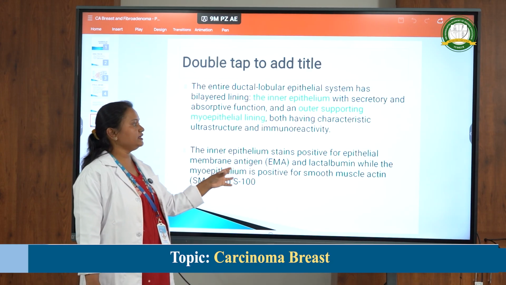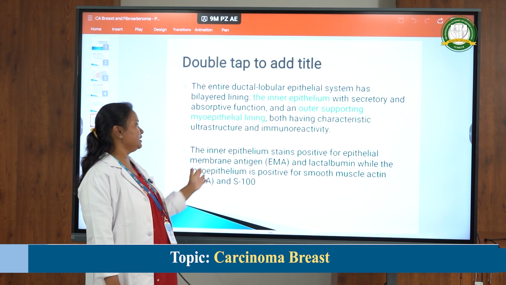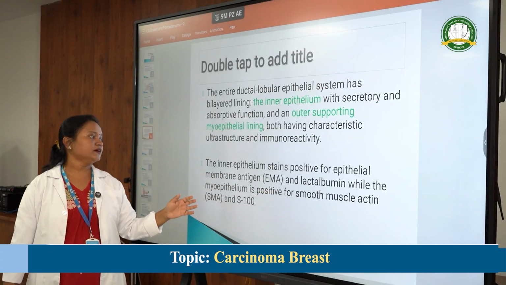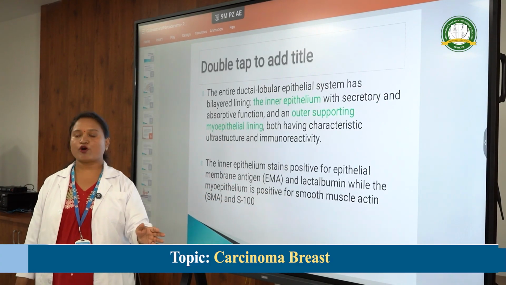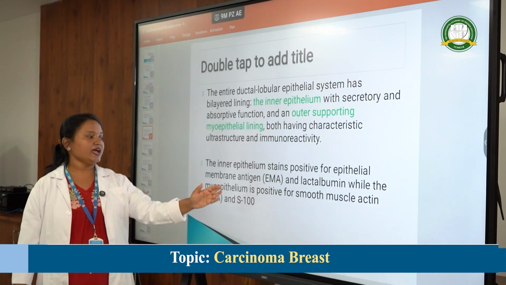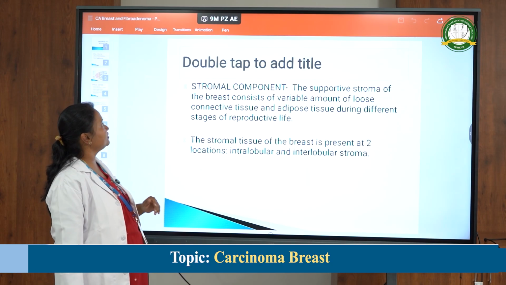The inner epithelium stains for epithelial membrane antigen, while the myoepithelium is positive for smooth muscle actin, SMA, which I showed you in the picture, and S100. I hope it is clear for you.